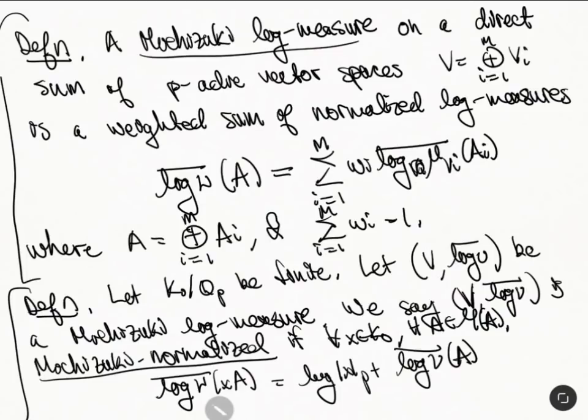Normalized log measures are Mochizuki normalized, but not all Mochizuki log measures are Mochizuki normalized. Did I say that right? Hopefully I did. Also, neither normalized log measures nor Mochizuki log measures are logs of measures, and these are what would appear.